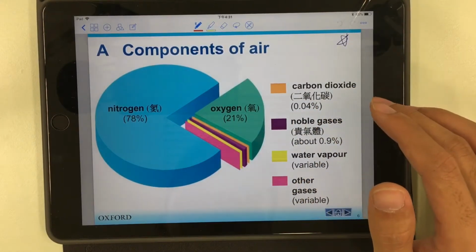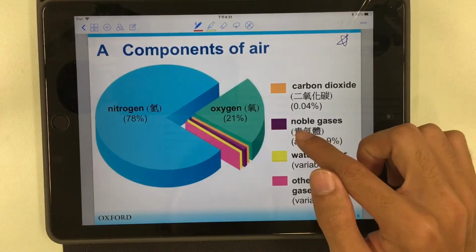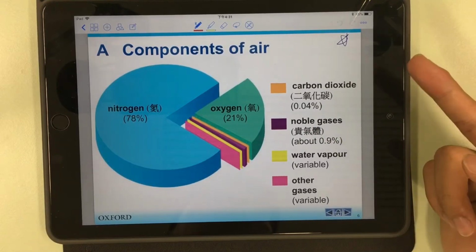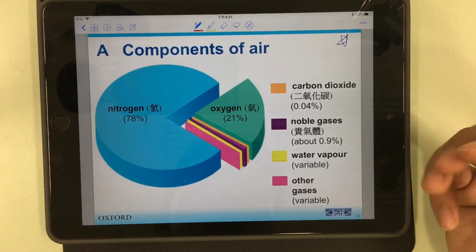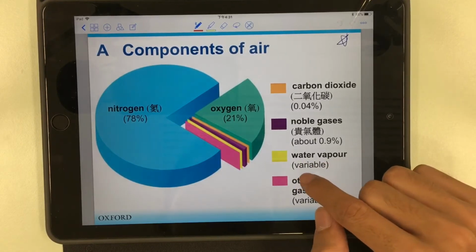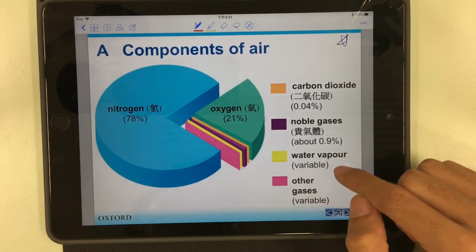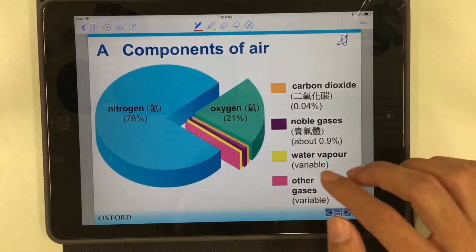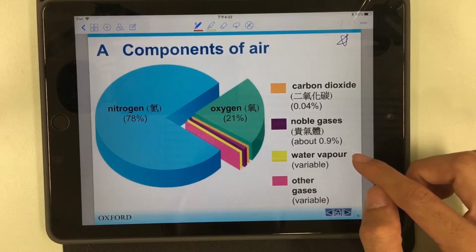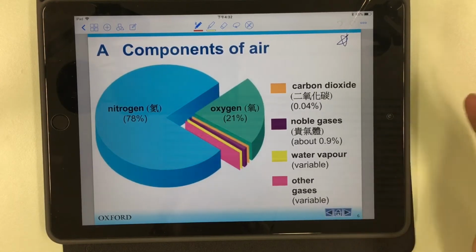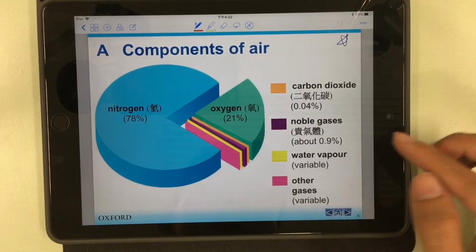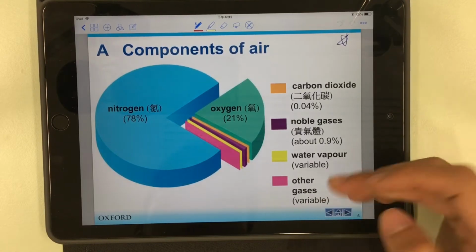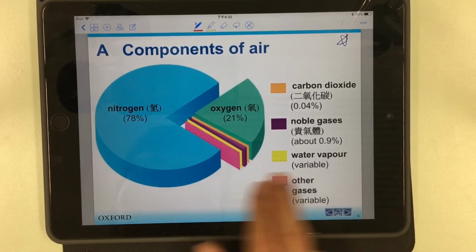But there are other gases, for example, noble gases. Noble gases are things like helium, argon, neon, and water vapor, and this is variable. What variable means is that it changes with the environment. For example, when humidity is high, the water vapor becomes saturated. The other gases are also variable.